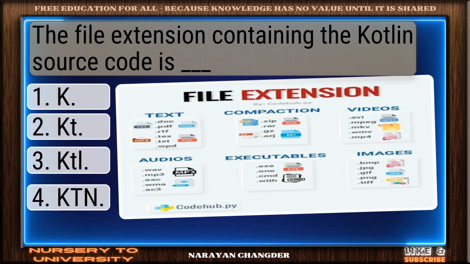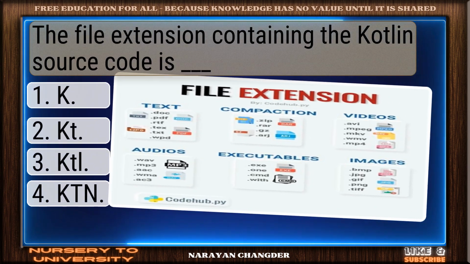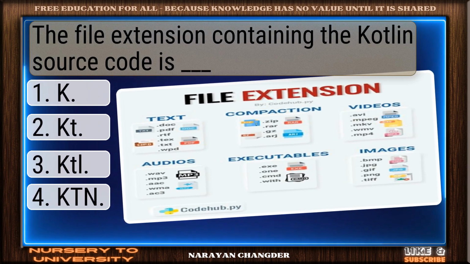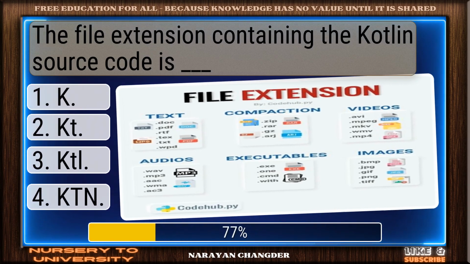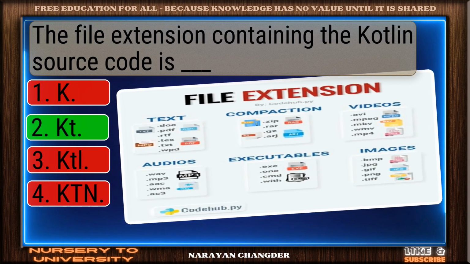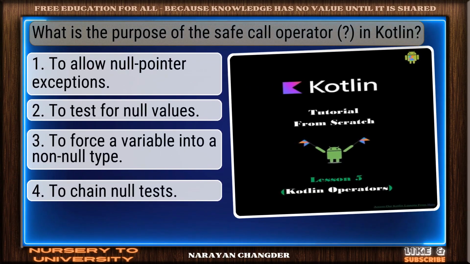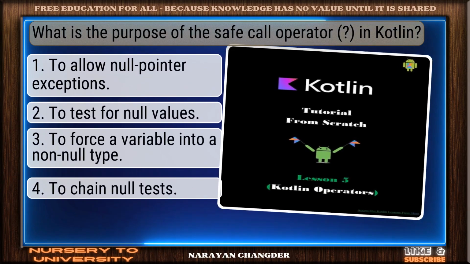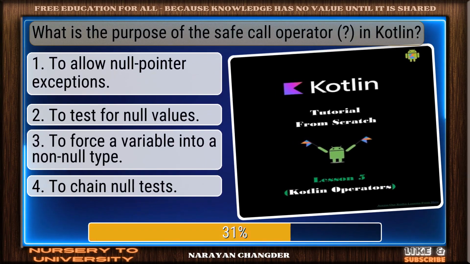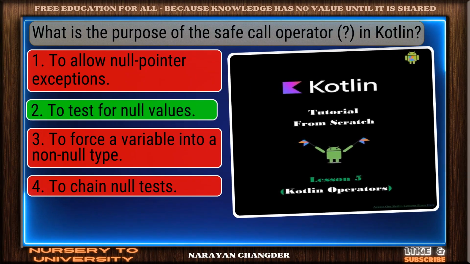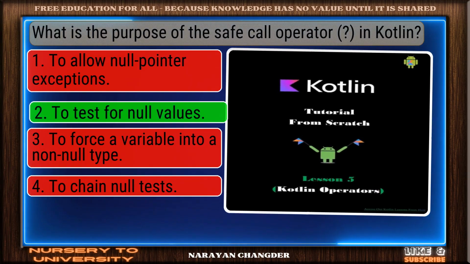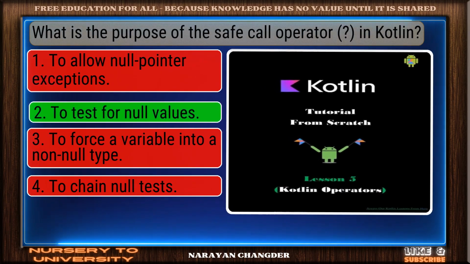Question number 10. The file extension containing the Kotlin source code is dash. Good thinking. KT is the right answer. Question number 11. What is the purpose of the safe call operator in Kotlin? Solid response. To test for null values is a valid choice.